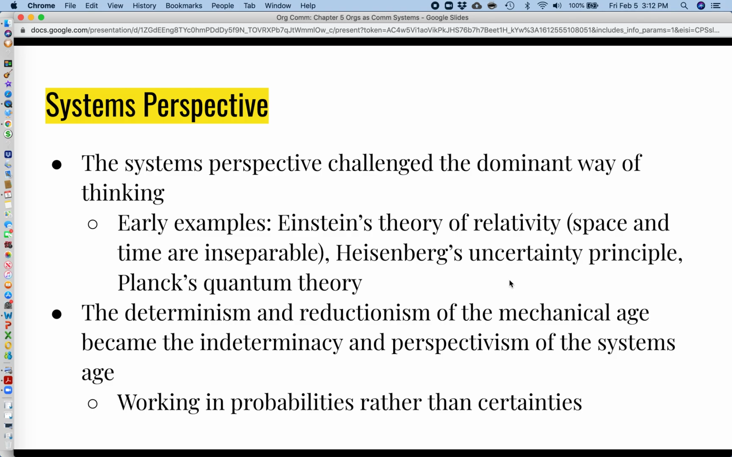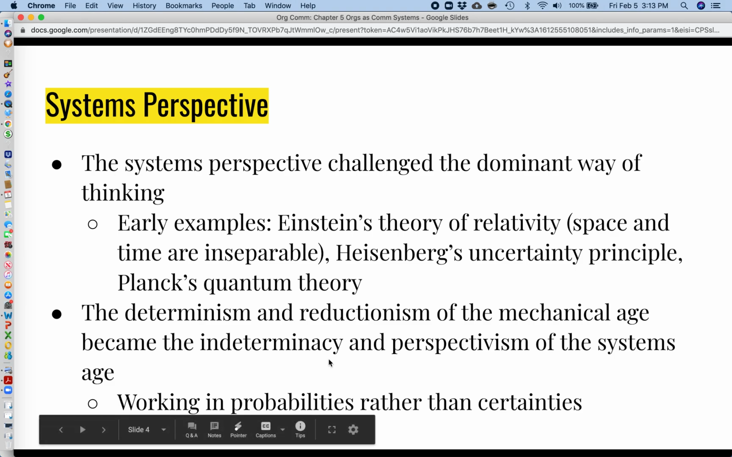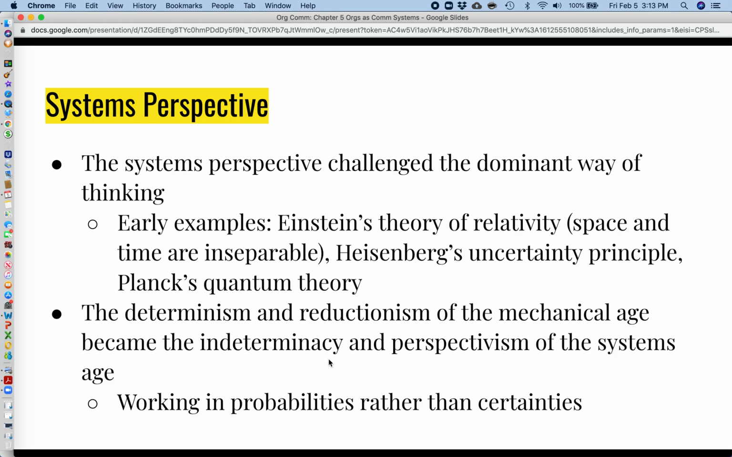Heisenberg's uncertainty principle works in much the same way. Quantum theory has shown us a lot about how particles operate in ways that aren't really consistent with the kind of causal logic that we've come to appreciate as the main force that undergirds science. And so what we see then is that the determinism and the reductionism of the mechanical age eventually sort of became the indeterminacy and perspectivism of the systems age, right?